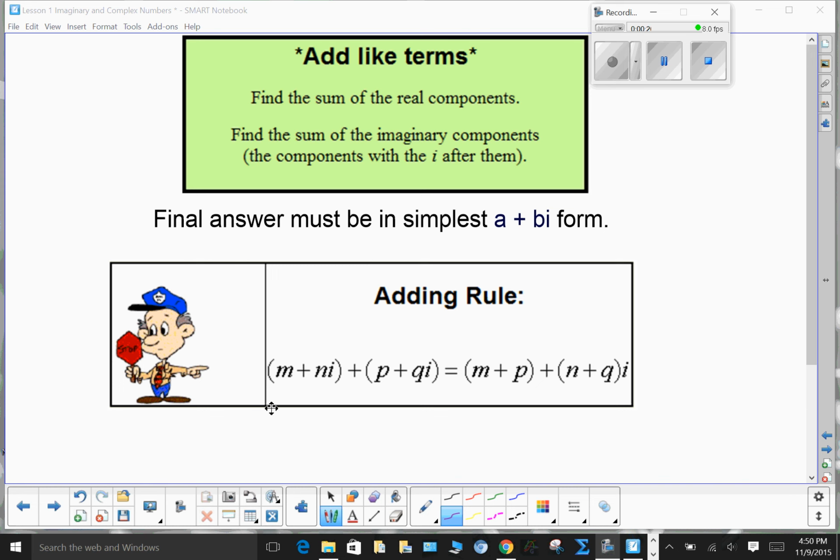So here's our adding rule. (M + Ni) + (P + Qi). I add the M and the P together. And then I add the N and the Q together. And I put the i out here next to it. Let's take a look at a couple of examples.